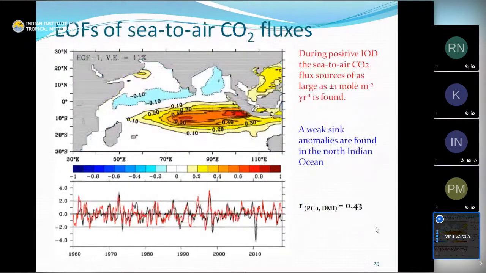So now let us look into the carbon cycle variability. What we have done is, first we constructed a climatology anomaly by removing the moving climatology, because, as I told, the carbon cycle as such has a trend.